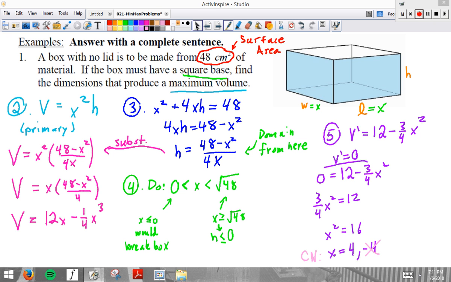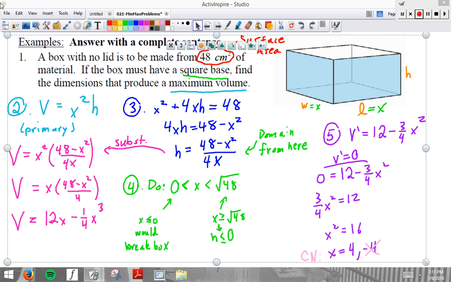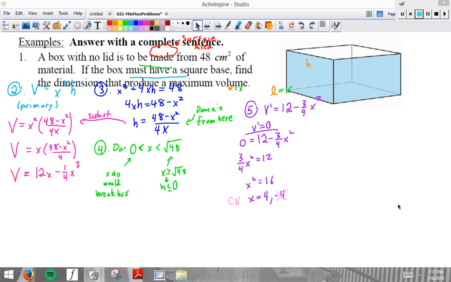Trying to shrink a lot of stuff. Bear with me. Okay, there we go. So 3, 2, 1. Here we go. So we would make a number line to test that critical number. Now, using our domain knowledge, our number line should be restricted from 0 up to and not including root 48. We can put 4 right in the middle of the number line. It doesn't really matter.